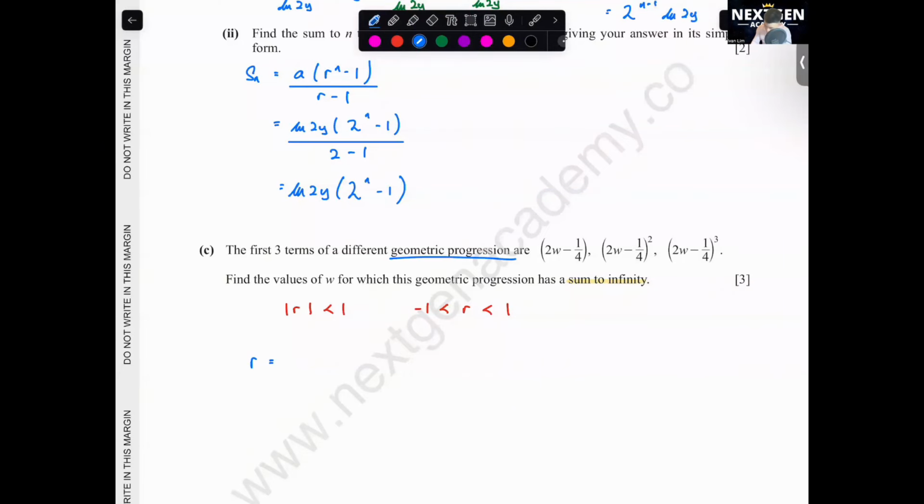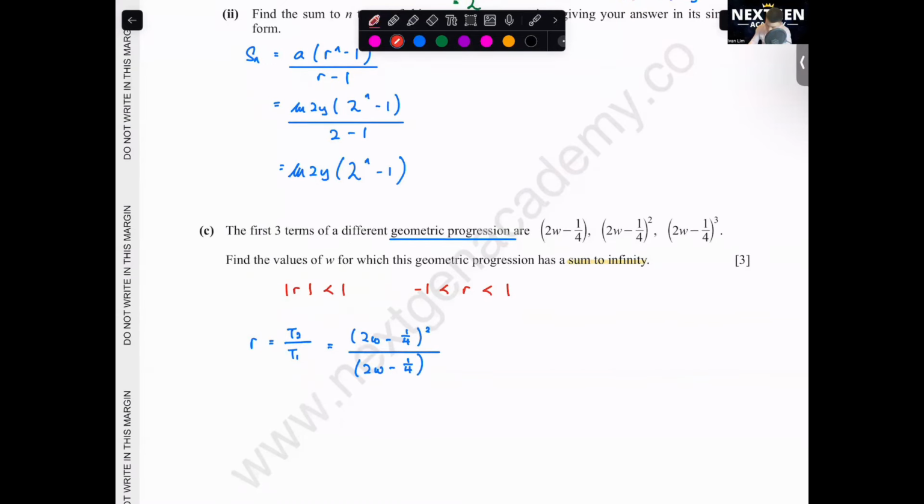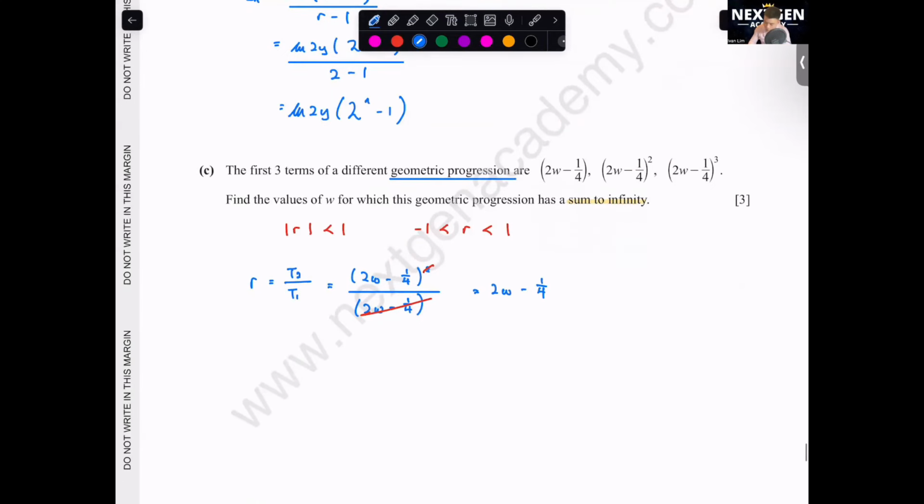R, this is a geometric progression. So I'm going to take the second term divided by the first term, which you will get (2w minus 1) over 4 squared over (2w minus 1) over 4. So we can just divide and we'll get (2w minus 1) over 4. Okay, so r is this.